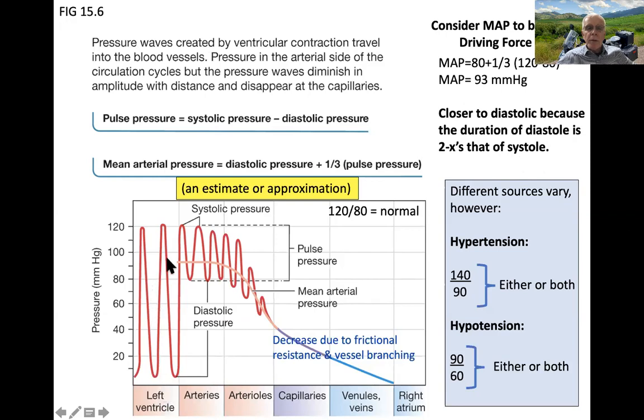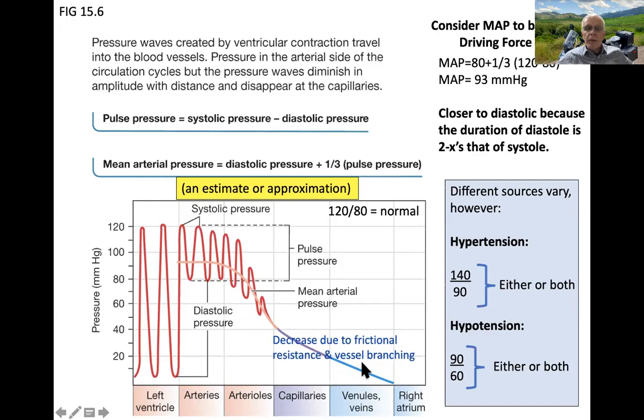The mean arterial pressure, you can see that it diminishes as we move away from the heart. And again, that's because, number one, the vessels branch. There's increased frictional resistance, both with vessel walls and within the fluid itself. So again, there's mean arterial pressure, decreased by frictional resistance and vessel branching.